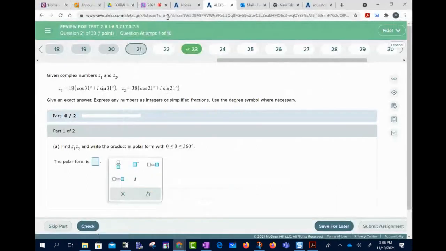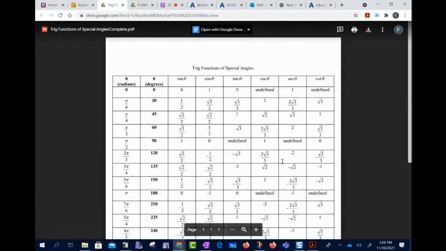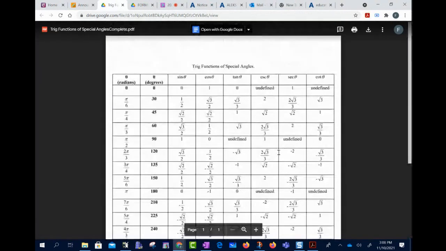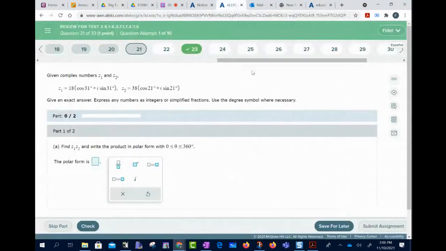And then y'all, real quick, I'm going to come back over here. In the announcement, I also put the trig functions of special values so that you can use this one as well, right? If you need to, but you definitely have access to that as well, okay?